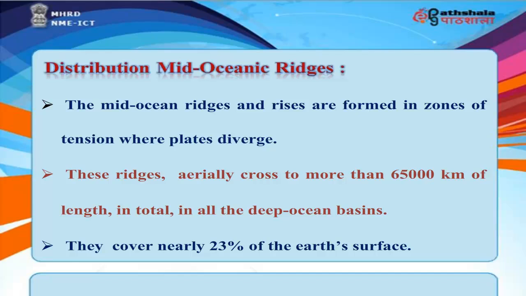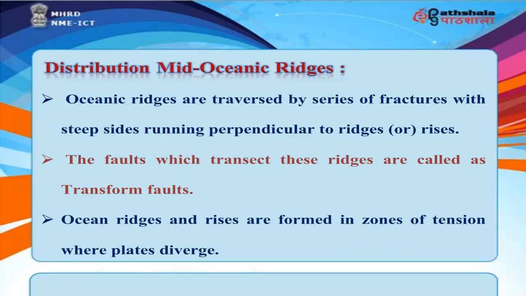Distribution of mid-ocean ridges. The mid-ocean ridges and rises are formed in zones of tension where plates diverge. These ridges cross more than 65,000 kilometers in length in total in all the deep ocean basins. They cover nearly 23% of the Earth's surface. Oceanic ridges are traversed by series of fractures with steep sides running perpendicular to ridges or rises. The faults which transect these ridges are called transform faults. Ocean ridges and rises are formed in zones of tension where plates diverge.